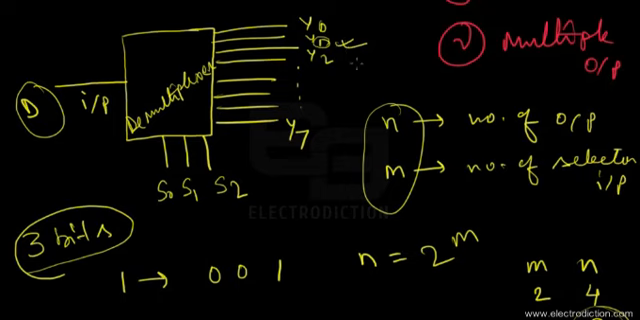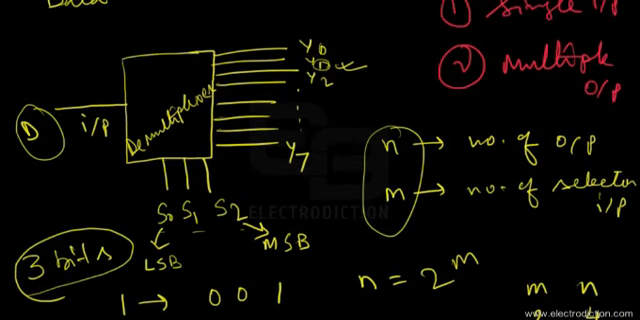Now at the selector inputs, we see there are 3 different lines named S0, S1, and S2. Among them, the line S0 holds the LSB of our binary code input, and the line S2 holds the MSB of the binary code input to the selector lines. So that is the type of operation that is performed with the demultiplexer.